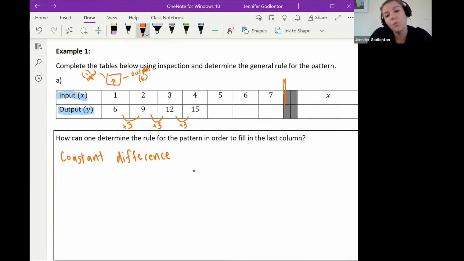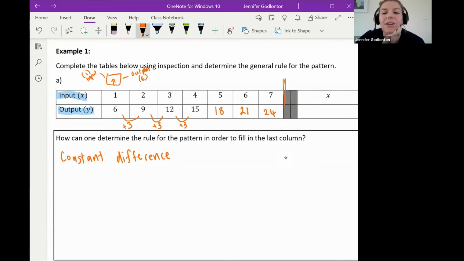Okay, so then what would be my terms for 5, 6, and 7? 18, 21, 24. Beautiful. 18, 21, 24. Glorious. Okay, so that's our first part. We've done the first part of the question, which is great.